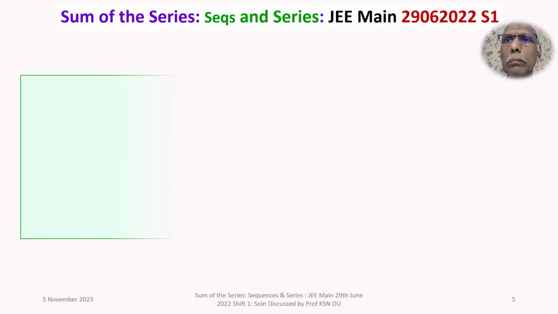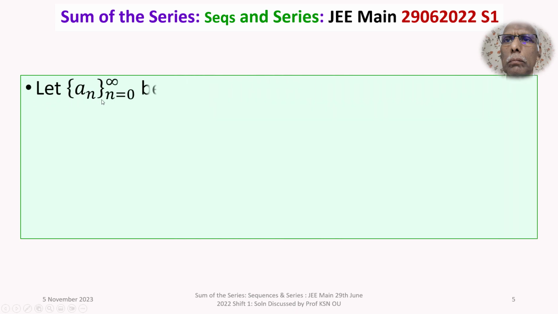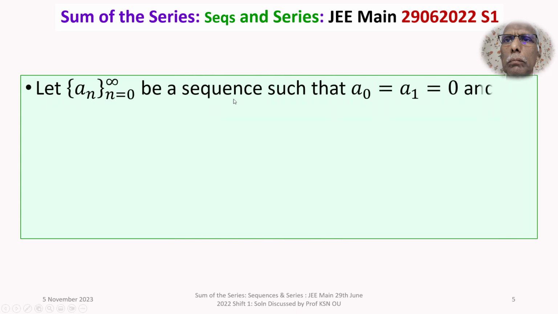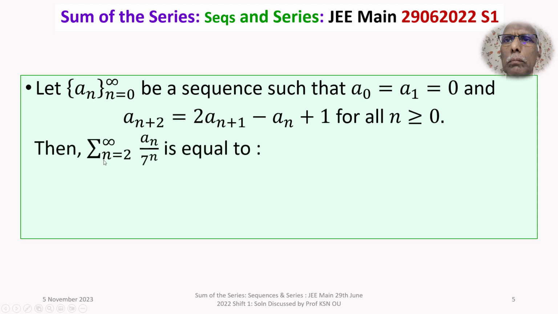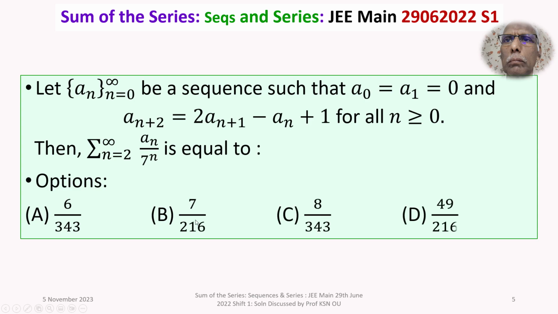The given question is: let a_n, n equal to 0 to infinity, be a sequence such that a0 is equal to a1 is equal to 0 and a_(n+2) is equal to 2 times a_(n+1) minus a_n, plus 1, for all n greater than or equal to 0. Then sigma n equal to 2 to infinity of a_n by 7 to the power of n is equal to, we are given 4 options: option A, option B, option C, option D.